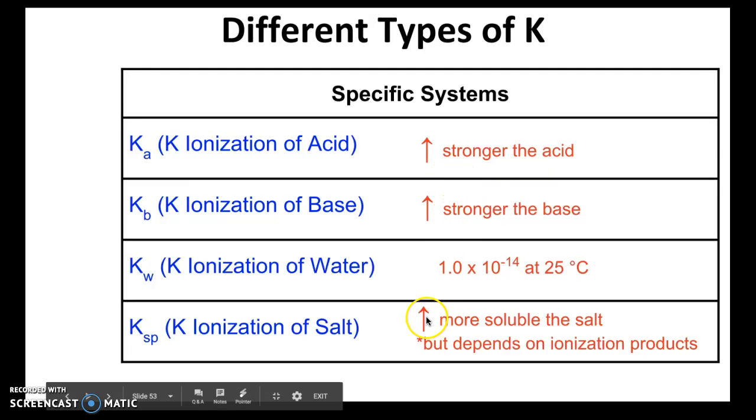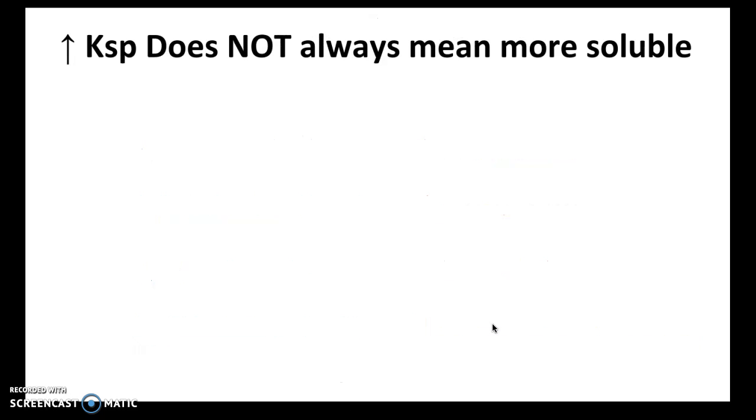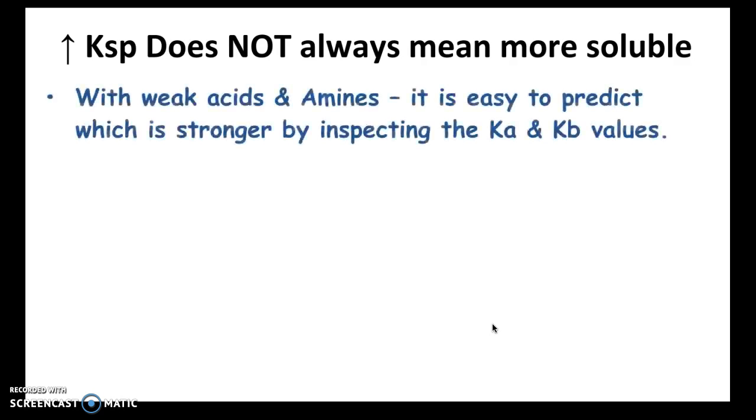And we mentioned for salts, the higher the Ksp, the more soluble the salt, but that depends on the ionization product. So let's talk about that. Here, Ksp does not always mean more soluble. With weak acids and amines, it's very easy to predict which one is stronger by inspecting the Ka and Kb. Again, the greater the Ka and Kb, the stronger the acid or base.